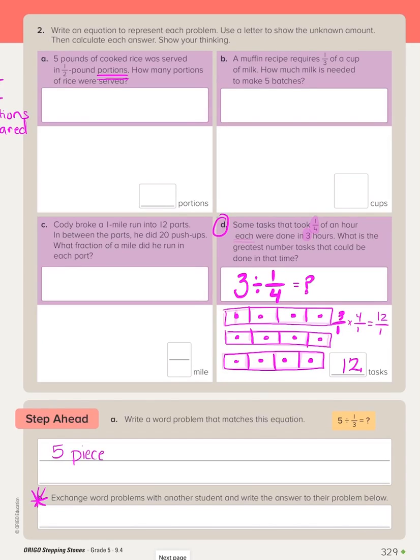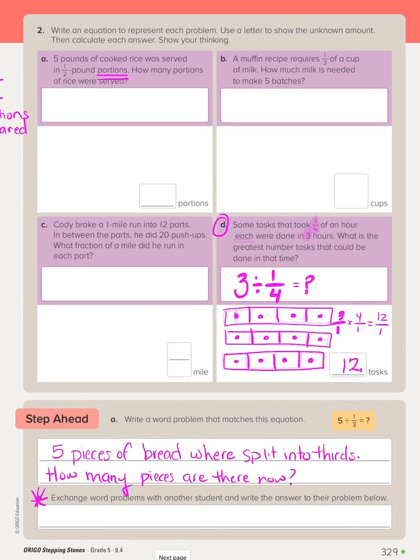pieces of bread were split into thirds. How many pieces are there now? Question mark. So another keyword for division is split. Okay?